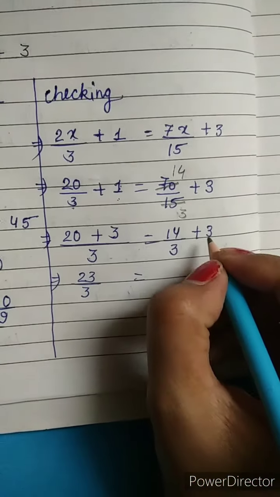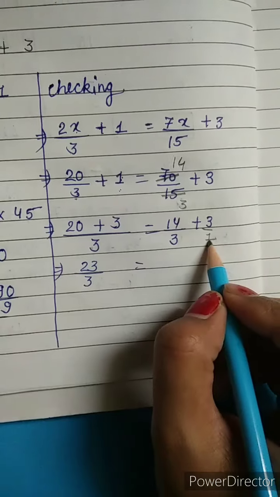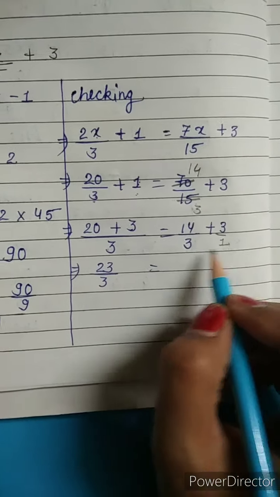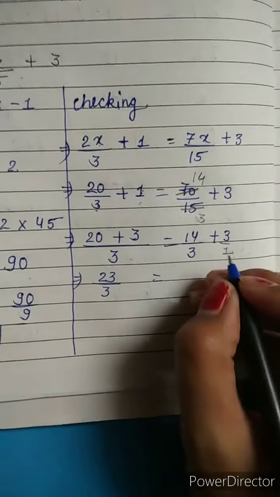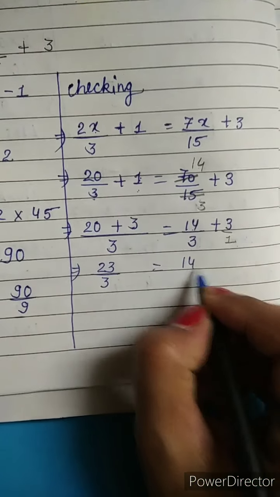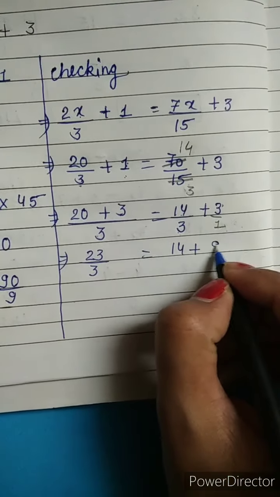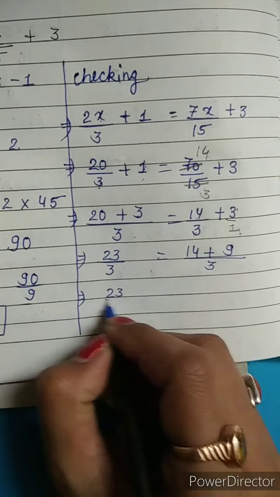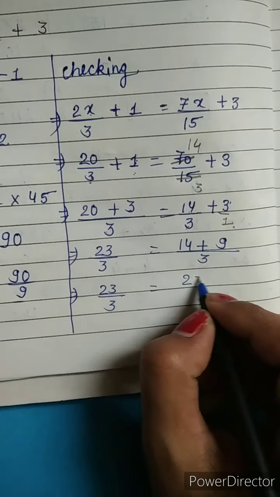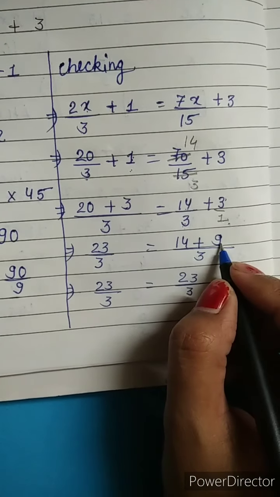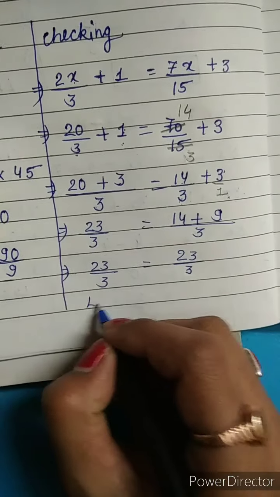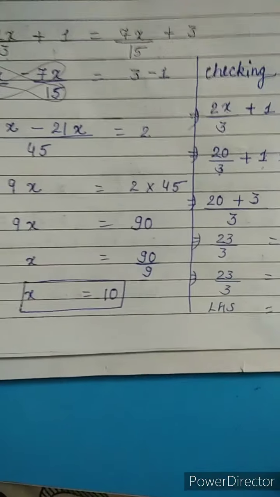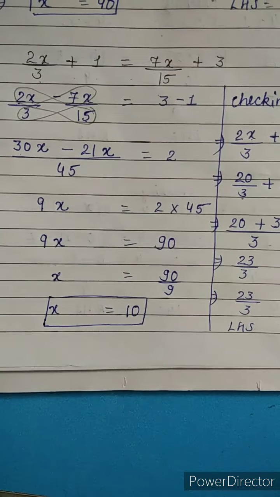Firstly we have to check the denominator of each one. 14 and 1 together will multiply and 3 and 3 together will multiply, and denominator side will multiply each other. Okay, so 14 into 1 is 14 plus 3 into 3 is 9 and 3 into 1 is 3. Now 23 by 3 is equal to 23 by 3 because 14 plus 9 is 23. Now it means LHS is equal to RHS. It means we taken right answer of x, that is x is equal to 10.